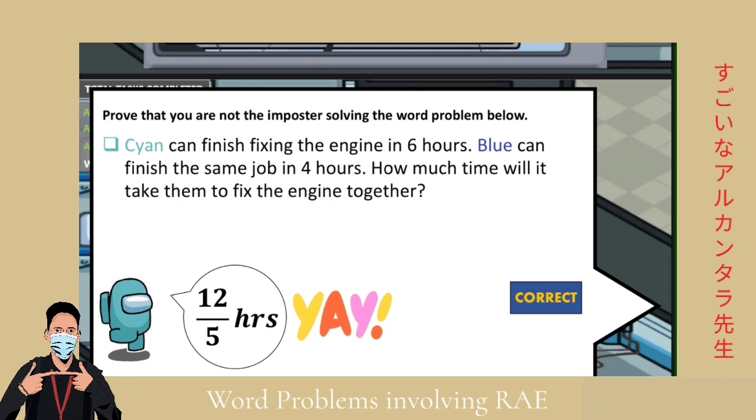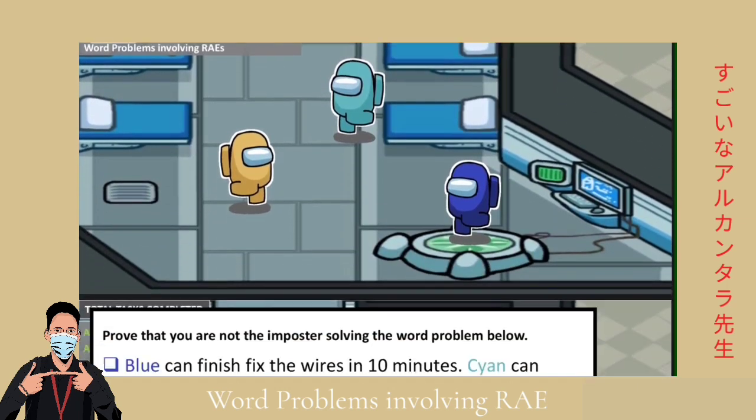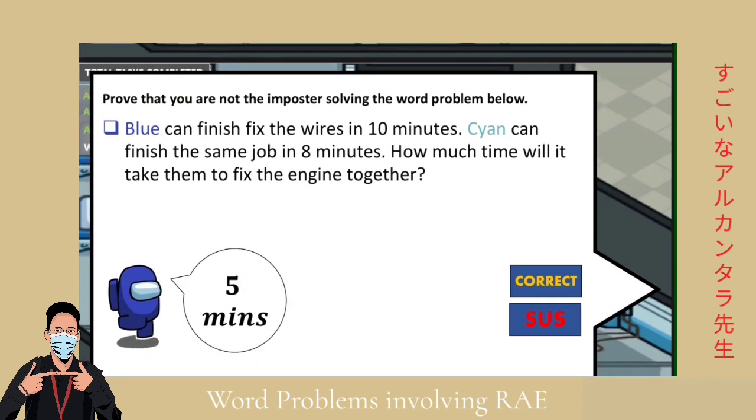Again, what happens here, we use the number of hours as the denominator. Okay? So let's apply that for the last word problem, courtesy of blue. Now blue can finish fixing the wires in 10 minutes. Cyan can finish the same job in 8 minutes. How much time will it take them to fix the engine together? Blue thinks it will be done in 5 minutes.